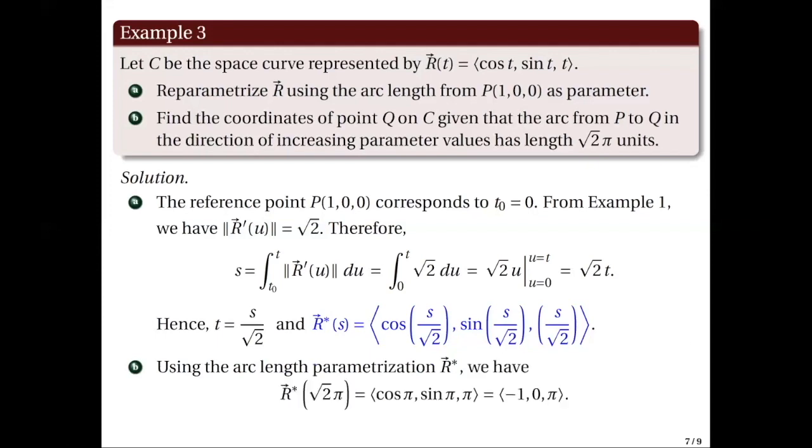Okay, and by plugging in square root of 2 pi in place of s, we now get the vector -1, 0, pi. Hence, the point Q that we are looking for has coordinates -1, 0, pi. Let's have another example.